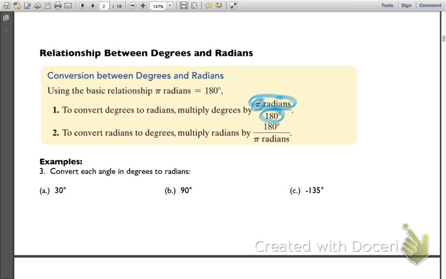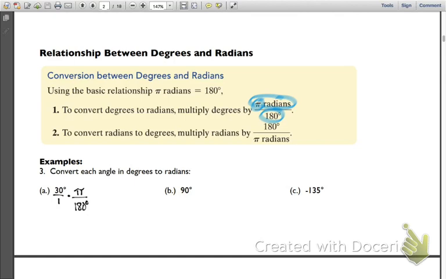Same way when we go from radians to degrees, we're going to multiply by 180 over pi. We're just going to flip the order. Because realistically, what are we trying to do? If we have 30 degrees, or 30 over 1, and we're going to multiply this by pi over 180 degrees. What are we wanting to do? What are we wanting to get rid of? We're wanting to get rid of the degree measurement, right?